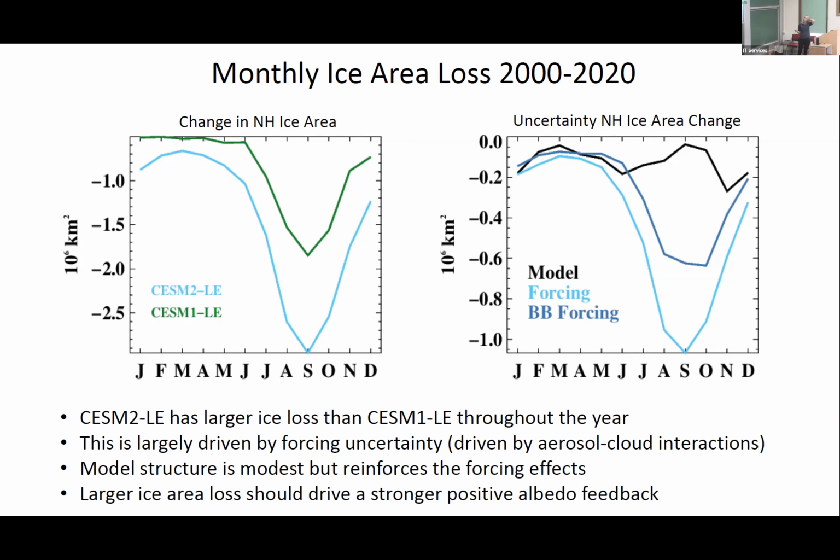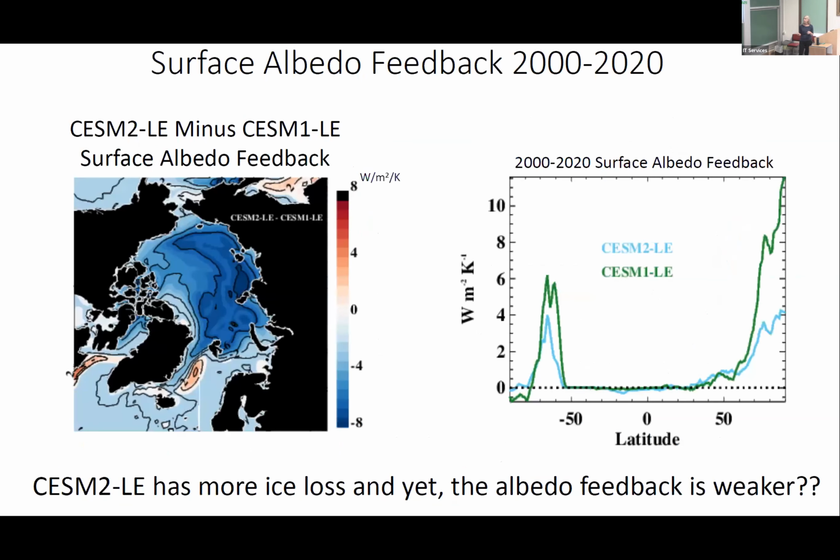So the fact that we get larger ice area loss in the CESM2 large ensemble means that there should be a stronger surface albedo feedback, right? Sea ice loss leads to a surface albedo feedback strength, or affects the surface albedo feedback strength. But actually, that's not what we see in these simulations.